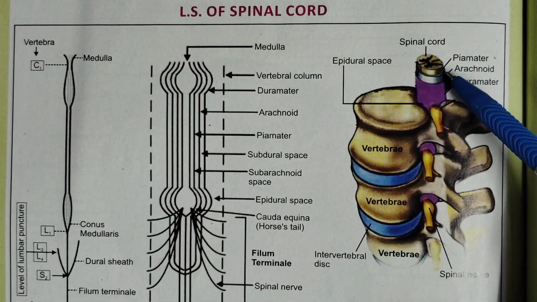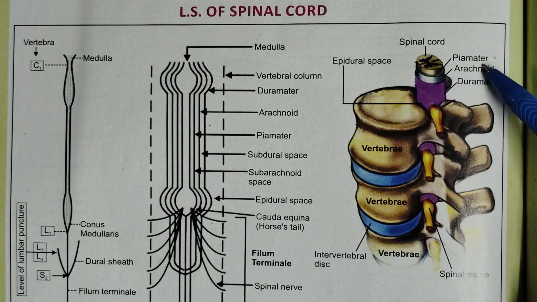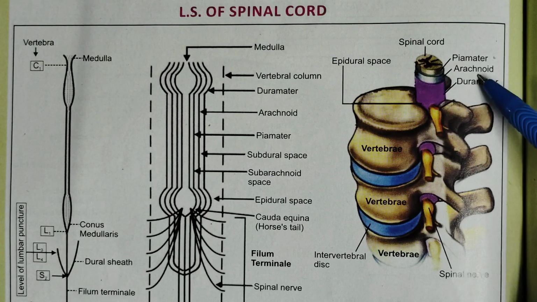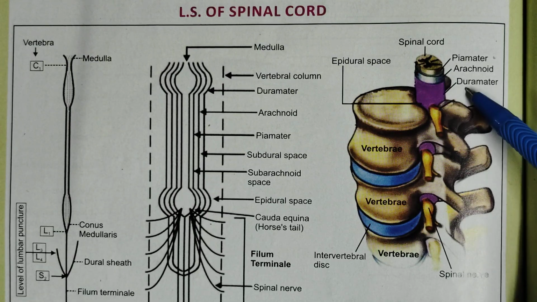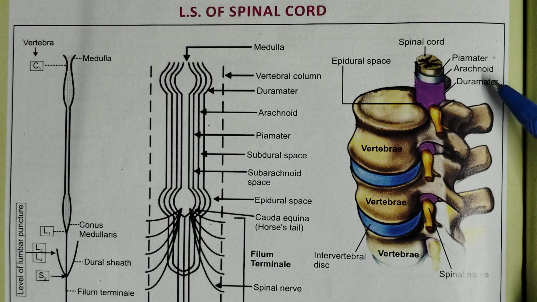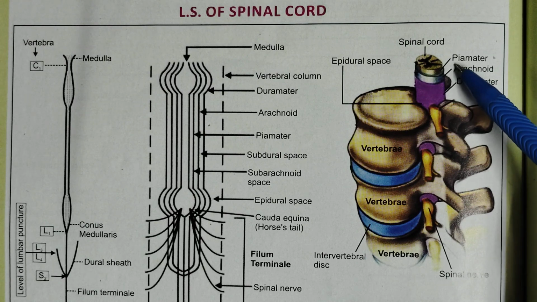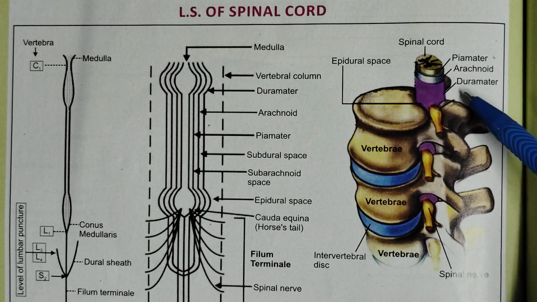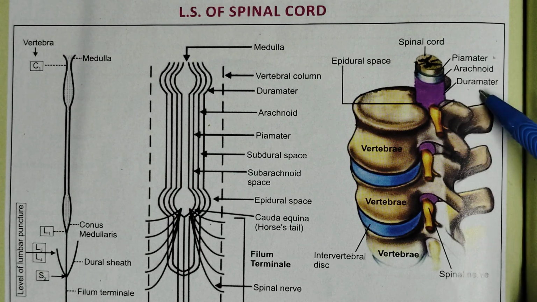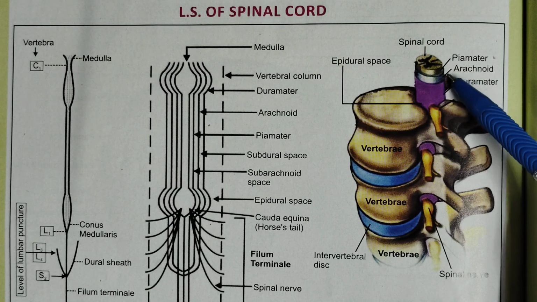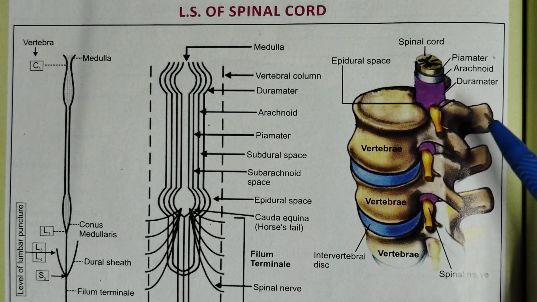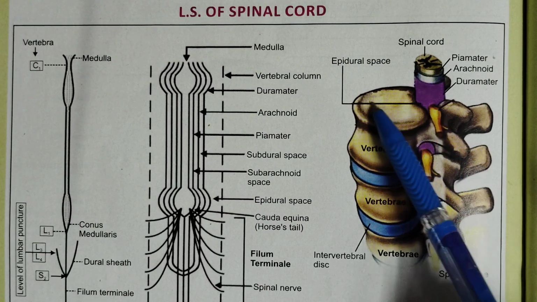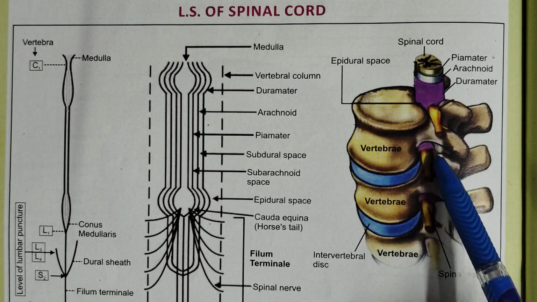Next there is the pia mater, near it the arachnoid, and over it the dura mater. So the spinal cord is covered by three layers: pia mater, arachnoid, and dura mater. The outer layer is the dura mater. Next there is a space, and this space is called the epidural space.